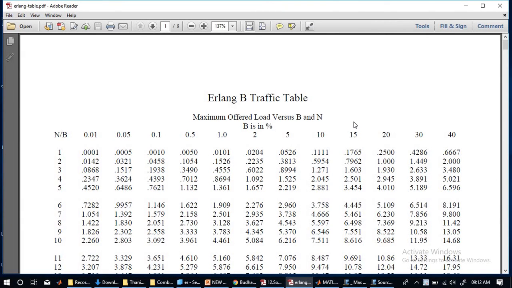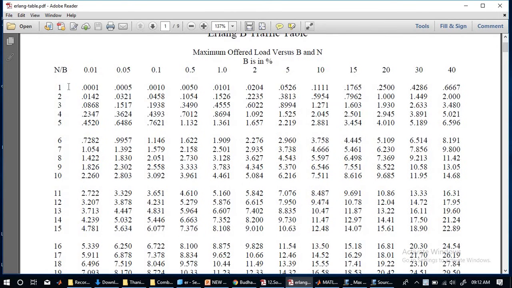Okay, so this is my tabulation which I have mentioned to you. As you can observe, on the left hand side, under N by B, these are basically your channels, and the respective probabilities are given over here: 0.01, 0.05, 0.1, 0.5, whatever it's given. These are the probabilities.